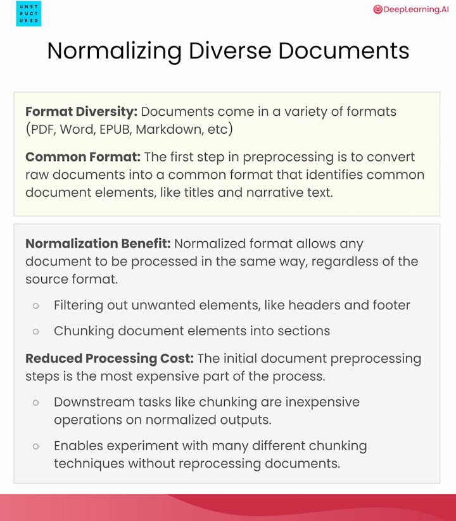Second, it allows you to apply downstream operations like chunking in the same way on all of the different document types. And so you don't have to create different chunking strategies on a per document type basis. This also has benefits in terms of reducing processing cost. Typically, the most expensive part about pre-processing documents is extracting the initial content. Downstream operations like chunking are typically inexpensive. By normalizing all of the content to the same format, you can experiment with different chunking strategies in a very computationally inexpensive way.